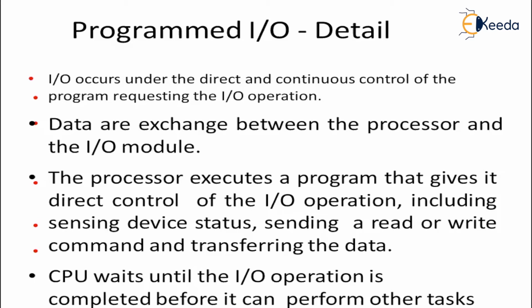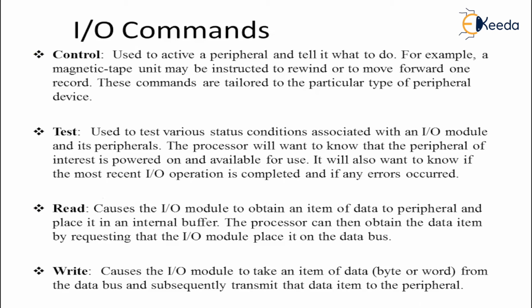The CPU also waits until the I/O operation is completed before it can perform the other task. So here the CPU mainly forms a list of priority. All the tasks are performed in the form of priority, and accordingly it may be FIFO or LIFO. FIFO means first in first out, or last in first out, so that each and every task is being addressed and given the priority to be performed.